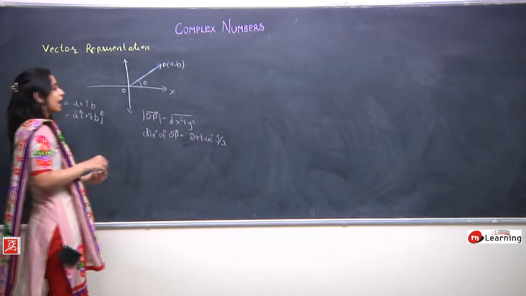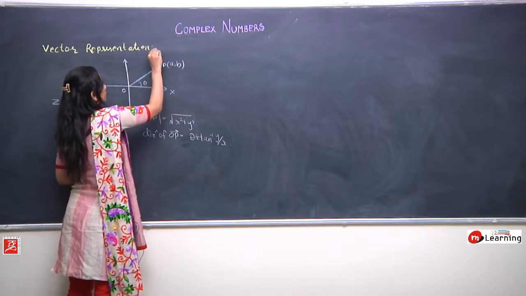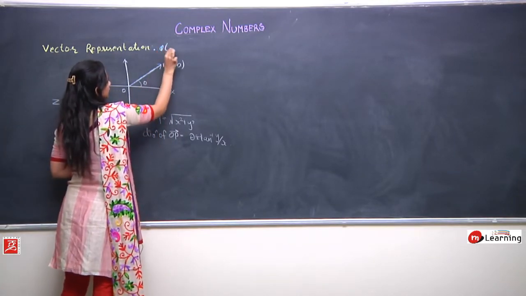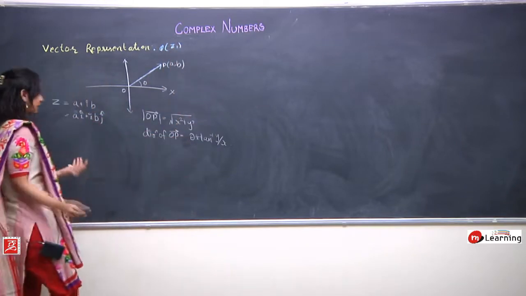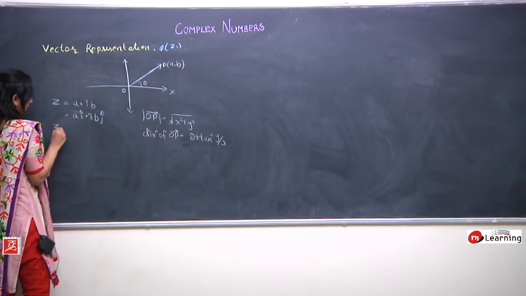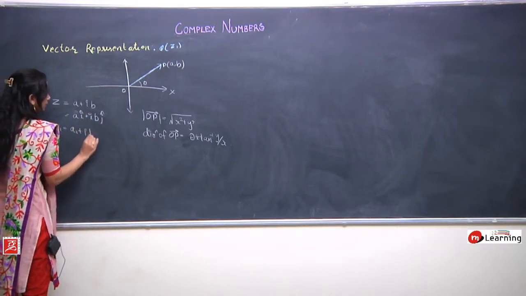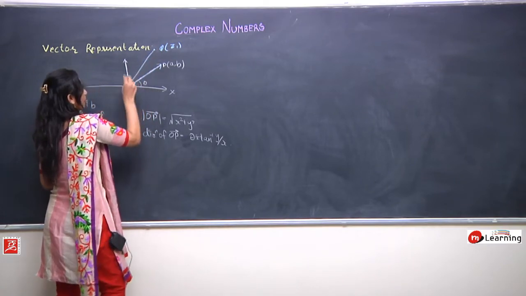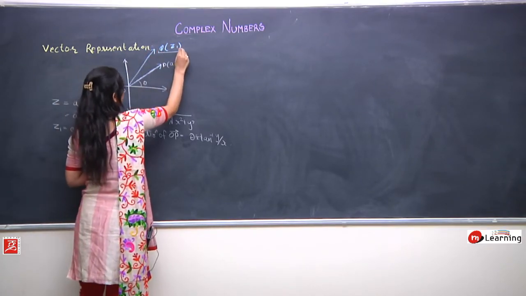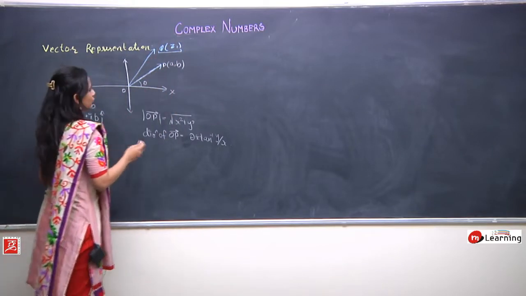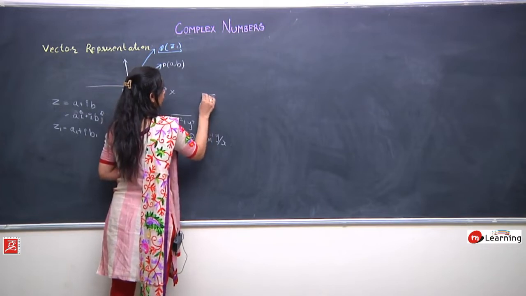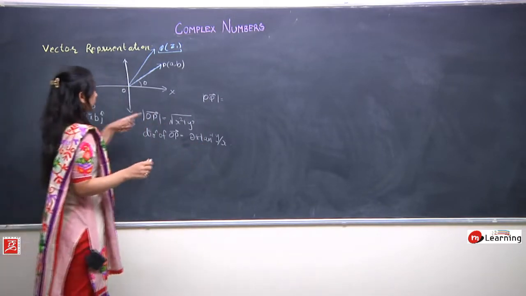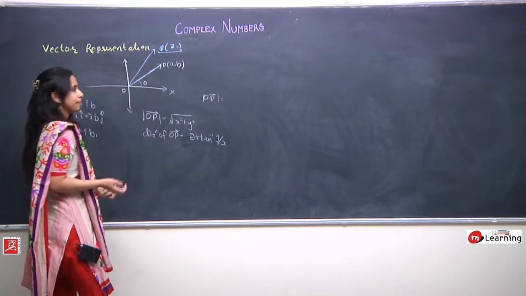Now suppose I have one more point Q on this plane. This is my point P, which was representing complex number z. Now I have one more point Q on this plane, which is representing complex number z1, where z1 is of the form a1 + ib1. I am joining these two. This is point Q representing z1. So for this OQ vector, the modulus would be under root of a1 square plus b1 square, and the direction of this OQ vector would be tan inverse b1 by a1.